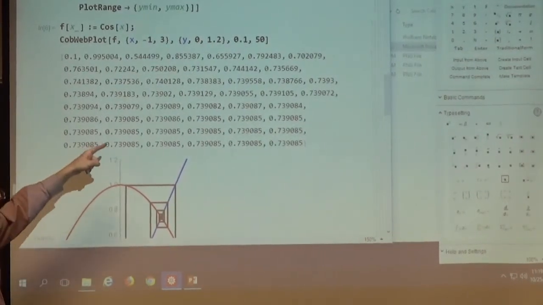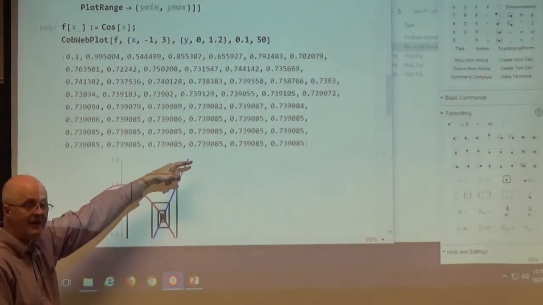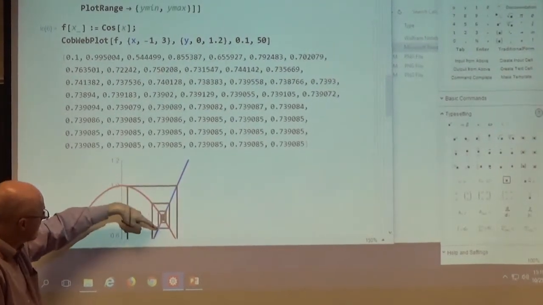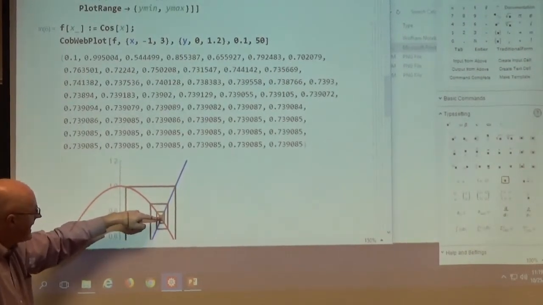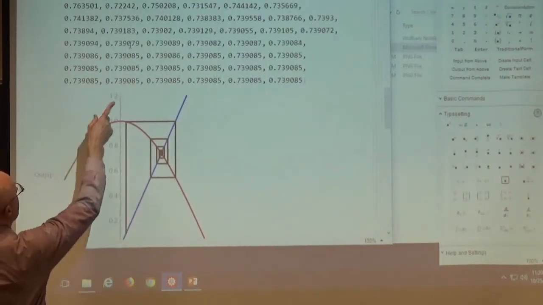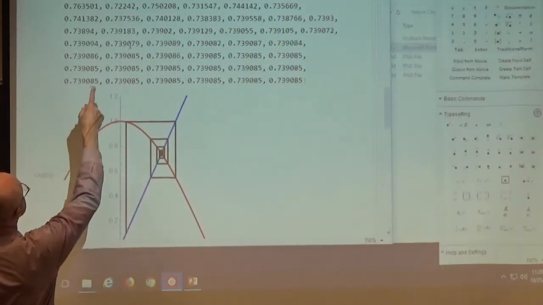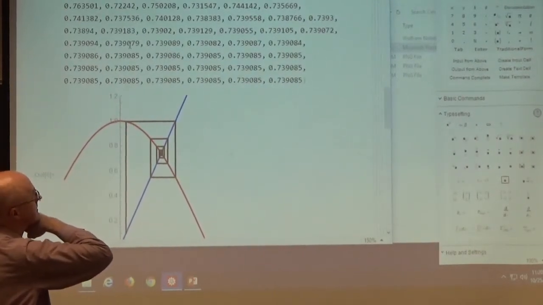And look, it seems like the numbers settle down toward some specific number here. That number is approximately one of the fixed points. It's where the red curve and the blue line cross, right there. And the spiraling that you see reflects the fact that those numbers are oscillating. Bigger, smaller, bigger, smaller, bigger, smaller, once they get close to 0.739.